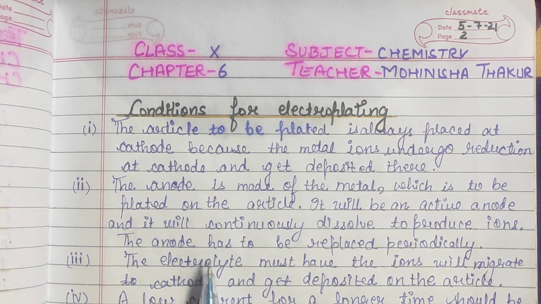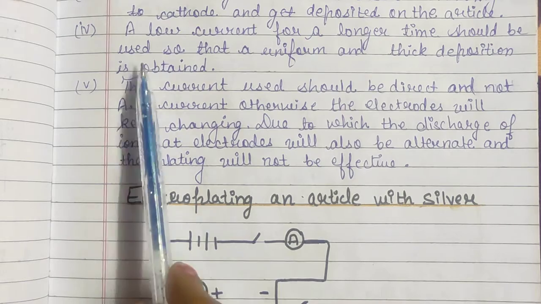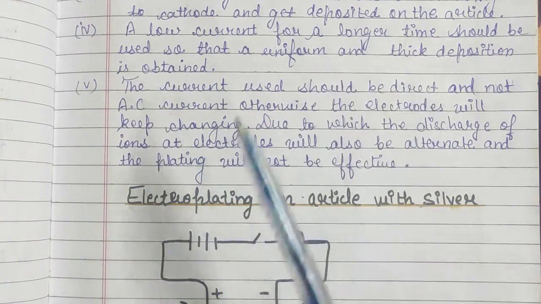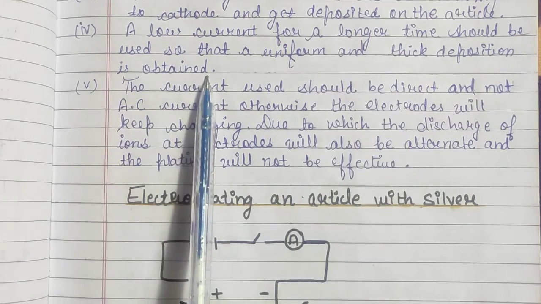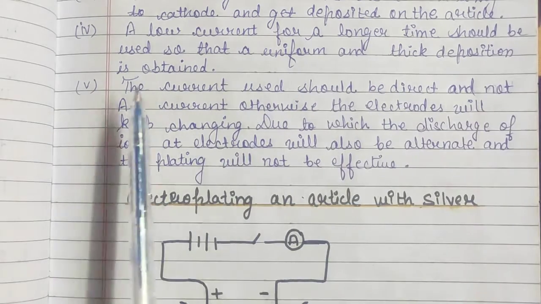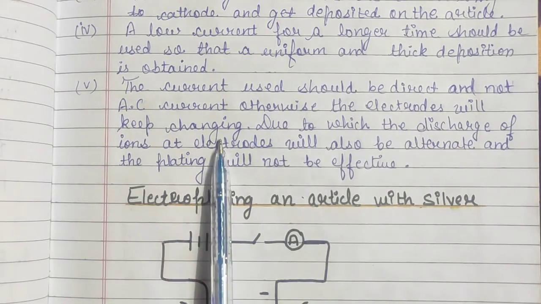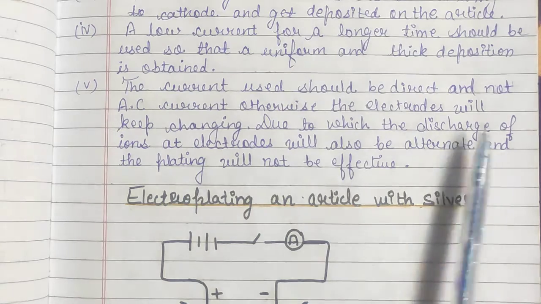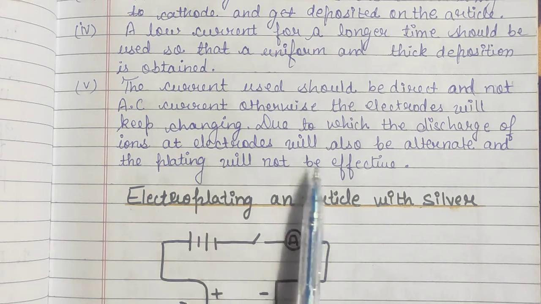Number 3, the electrolyte must have the ions which will migrate to the cathode and get deposited on the article. Number 4, a low current for a longer time should be used so that a uniform and thick deposition is obtained. And number 5, the current used should be direct and not AC, which is alternating current. Otherwise, the electrodes will keep changing, due to which the discharge of ions at electrodes will also be alternate and the plating will not be effective.